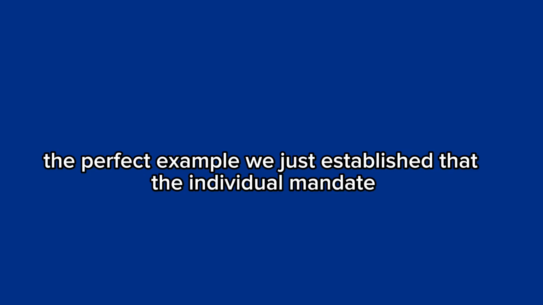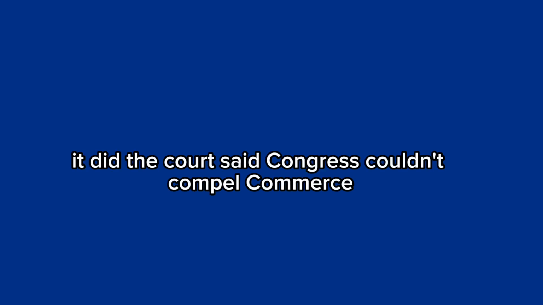And this brings us right back to the Affordable Care Act. The perfect example. We just established that the individual mandate, the requirement to buy health insurance, failed under the Commerce Clause. It did. The court said Congress couldn't compel commerce. So how did the mandate survive? It survived because the Supreme Court did a constitutional pivot. They said, okay, it's not a valid regulation of commerce, but it is a valid exercise of the taxing power.